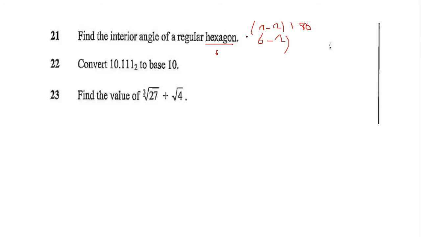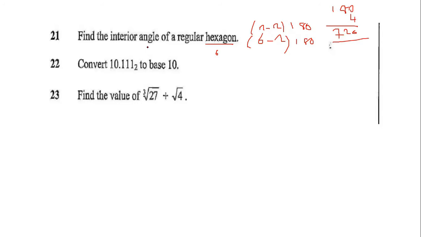Then this should be multiplied by 180. So this one is the same as 180 multiplied by 4, because 6 minus 2 is 4, then you have a 0 there. This is 32, so 2, then plus 3, that gives us 720. So the total angles is 720.